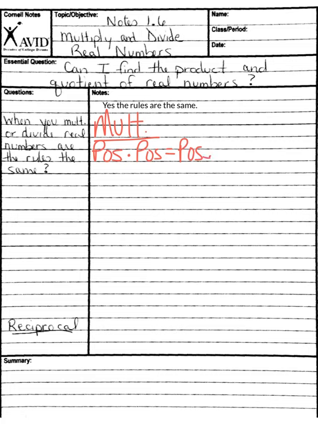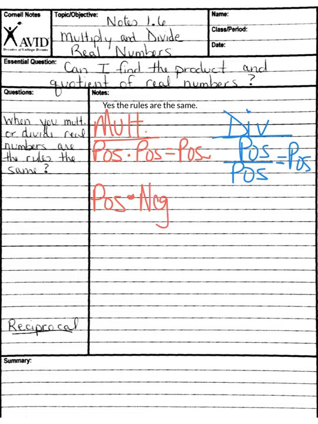Positive 2 times positive 3 is a positive 6. And the rules are the same for when we're dividing. If we have a positive divided by a positive, we get a positive. So that's pretty self-explanatory. Rules are the same if we're multiplying or if we are dividing. Let's go ahead and talk about what if we have a positive times a negative number? What do we get? We get a negative number.